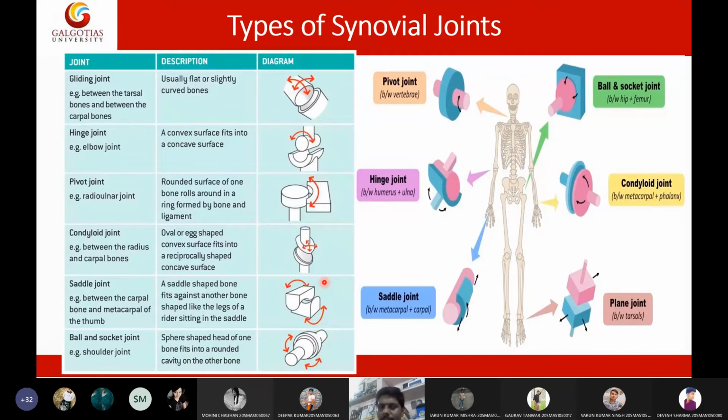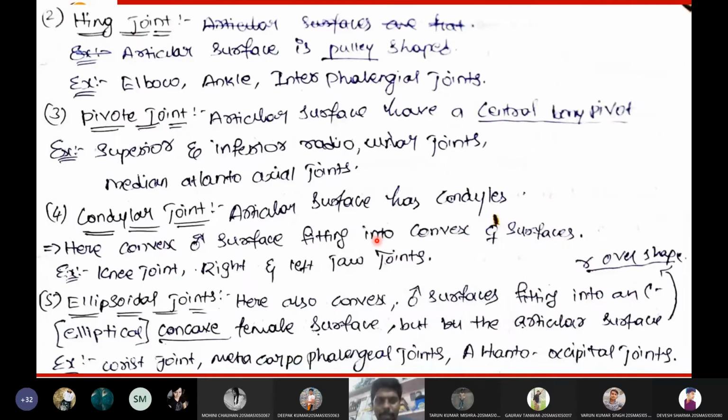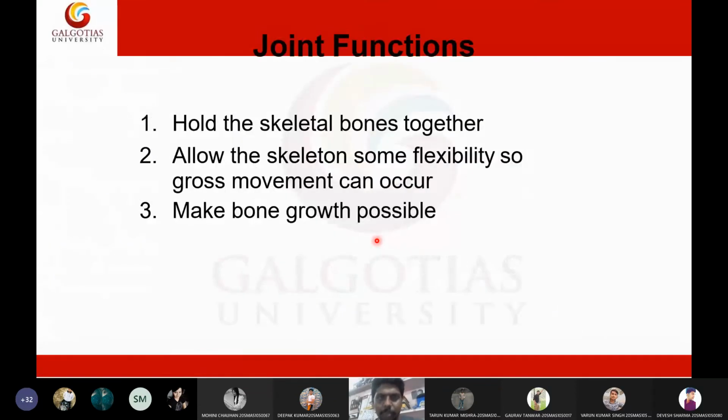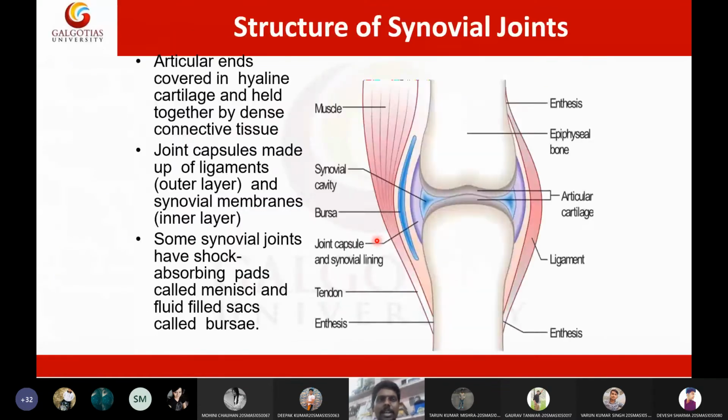Is there any doubt so far, students, in joints? No, sir. Okay, I know the topic is slightly boring, but this is how it will go on, students. Okay, so this is all about the types of synovial joints. So next is movements of the body. I'm moving to the next topic, students, after joints, which is the movements of the body.